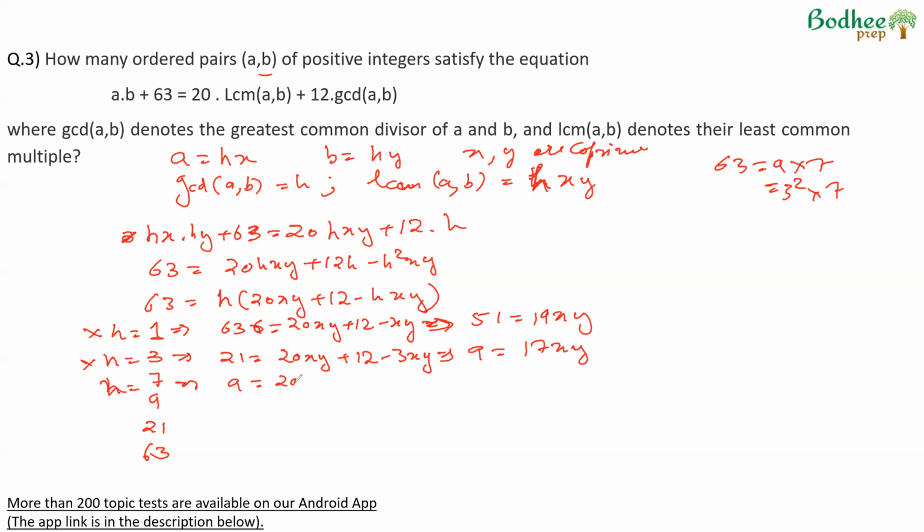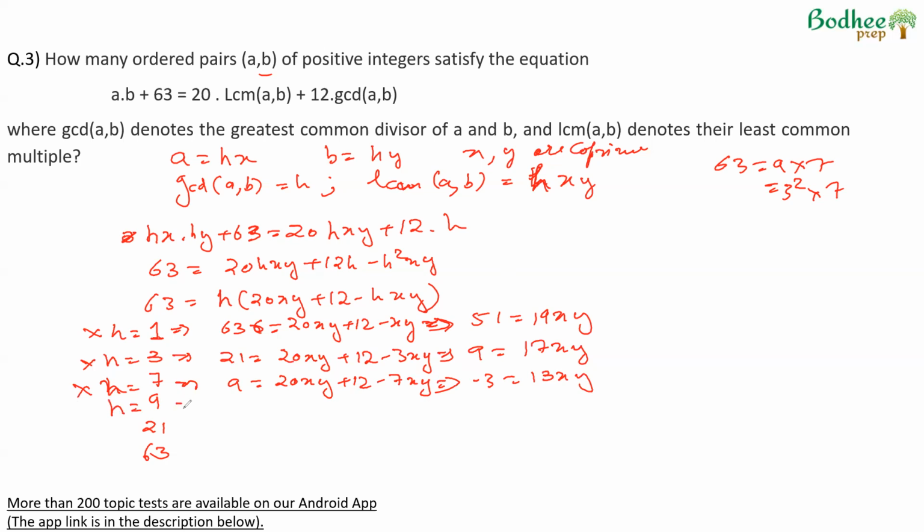9 is equal to 20xy plus 12 minus 7xy. This will give us a negative value. 9 minus 12 is minus 3. 20xy minus 7xy is 13xy. xy is negative, not possible.